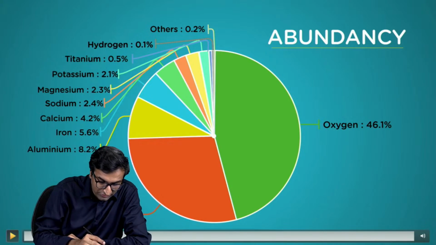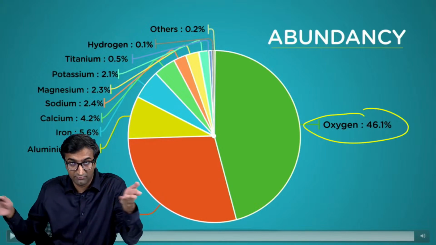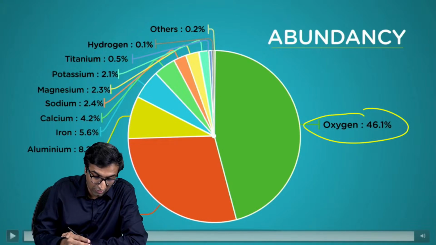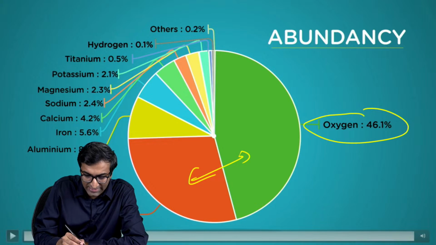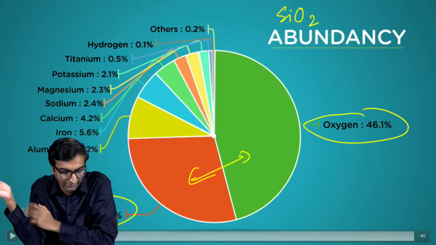ठीक है. So it looks like a large chunk is oxygen. Abundance, I'm talking about on the Earth's surface, not ऊपर and all that, okay? Different elements on Earth. Oxygen सबसे ज़्यादा, silicon सबसे ज़्यादा. Why is this? Because this is mostly what sand is made of. I'm writing SiO2, silicates basically, right?